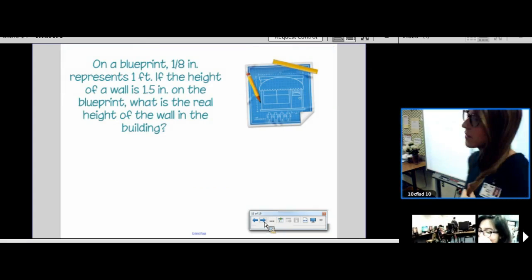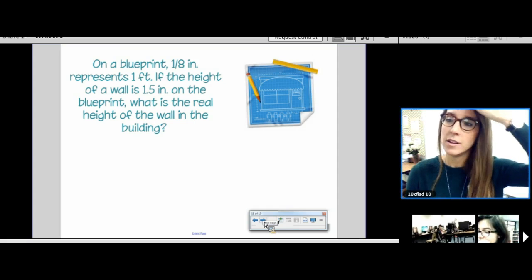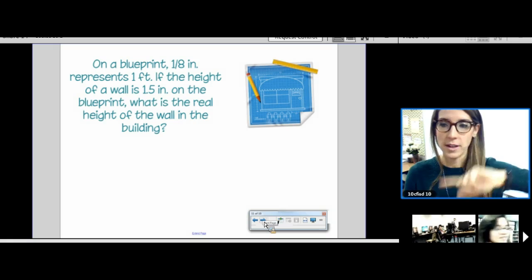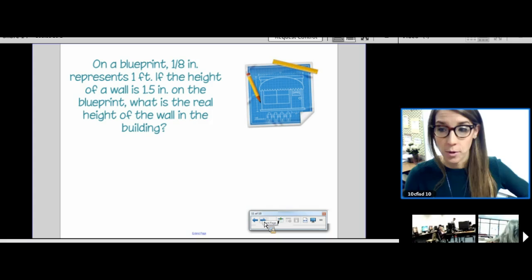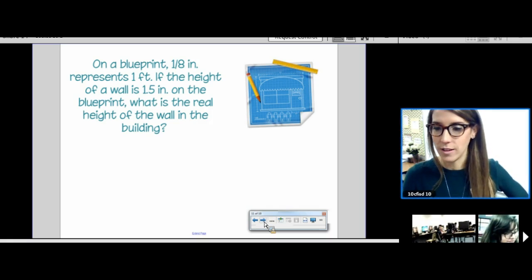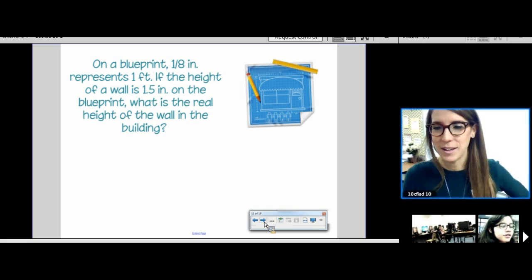Okay, here's one that we haven't seen yet. This is what my husband does all day, and he told me that this is the real scale factor for a blueprint to the real building or whatever structure. On a blueprint, 1/8 of an inch represents 1 foot. If the height of a wall is 1.5 inches on the blueprint, what is the real height of the wall in the building? So let's find out how tall the wall is. Let's see if it's even realistic. Maybe that guy drew the blueprint wrong and it's going to be a 5-foot wall and no one can fit in the building. Let's see if it's realistic.